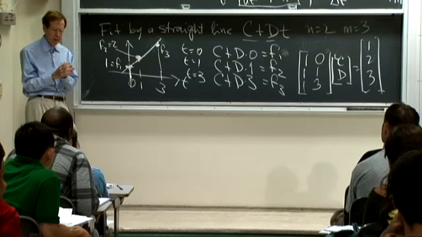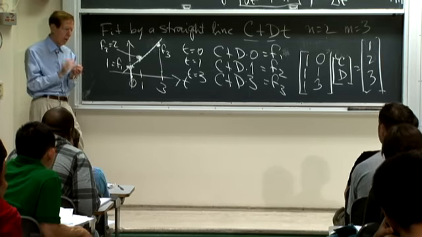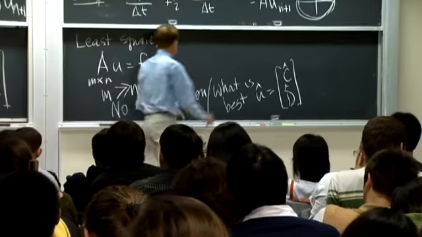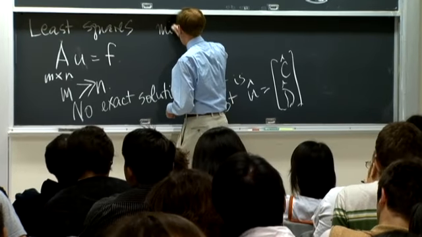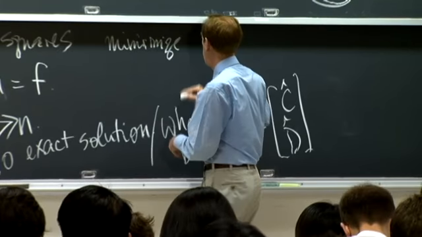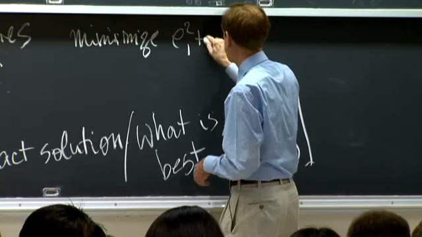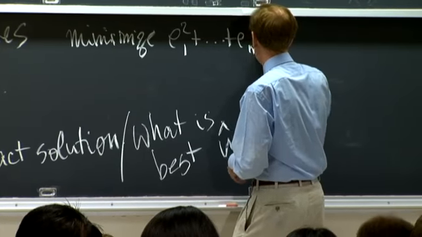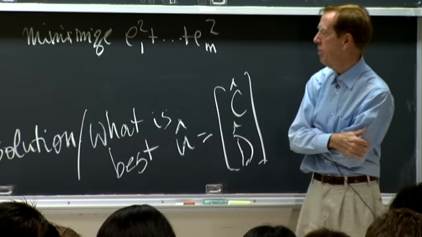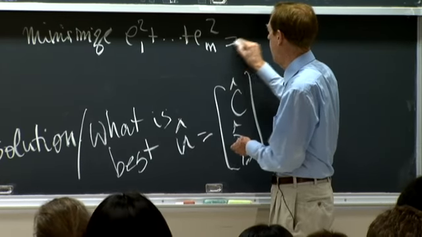The least squares idea makes the sum of the squares of the errors as small as possible. So the least squares idea will be to minimize the sum of the squares of the errors, E1 squared plus EM squared. It would be just E1 squared plus E2 squared plus E3 squared. Okay. And what is this?